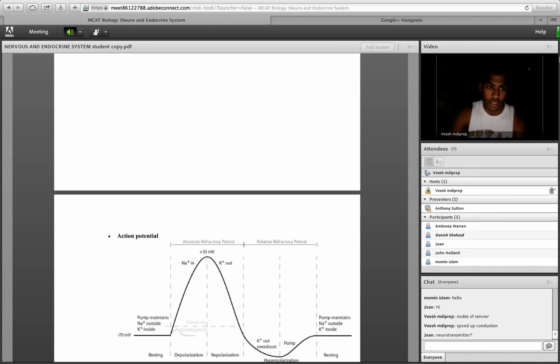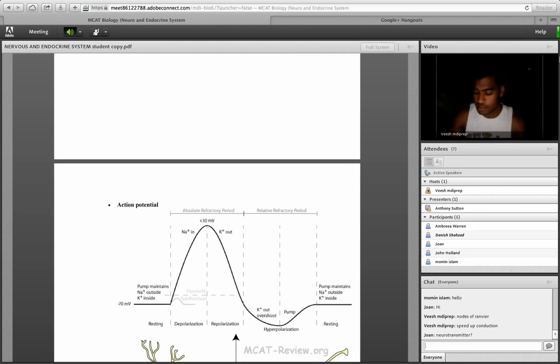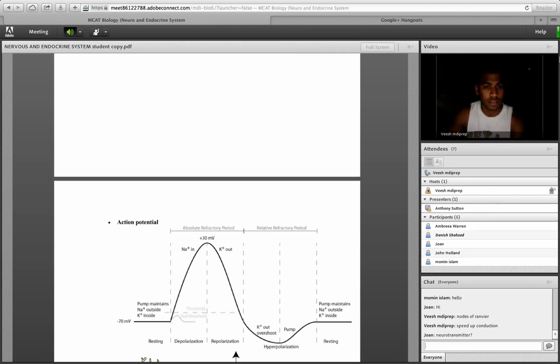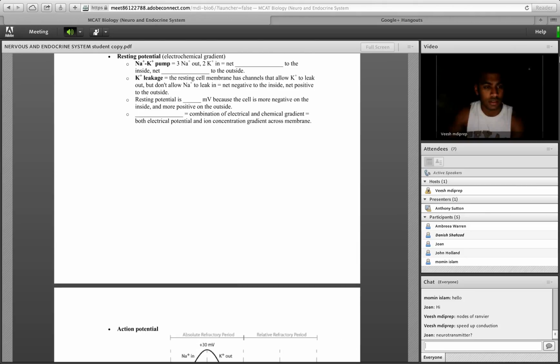Now, the gradient that's, whoa, I'm not able to scroll through this document properly. Just see this. There we go.